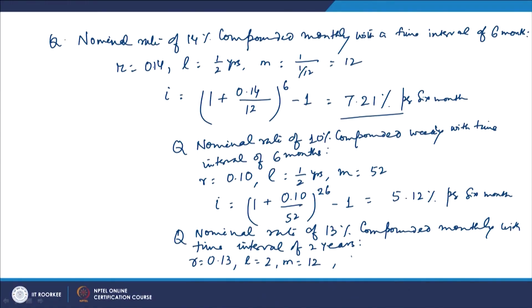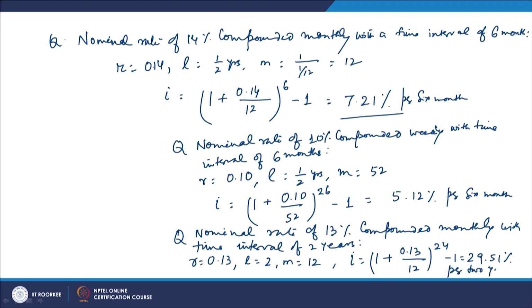So, if you find the effective interest, it will be 1 plus 0.13 divided by M, M is 12, raised to the power L into M. L is 2 and M is 12. So, it will be 24, and minus 1. So, this will come out to be 29.51% per 2 years.